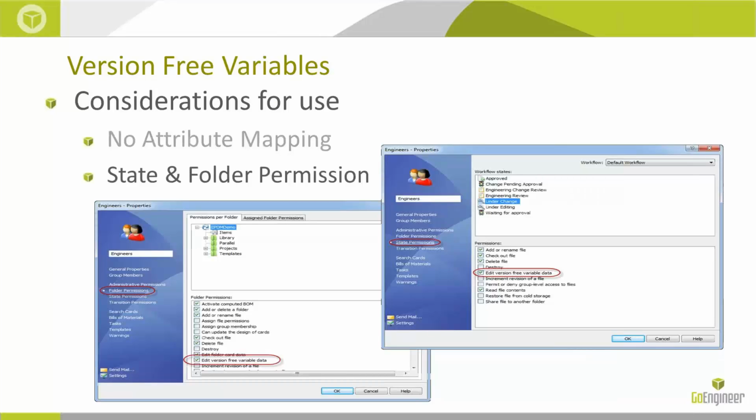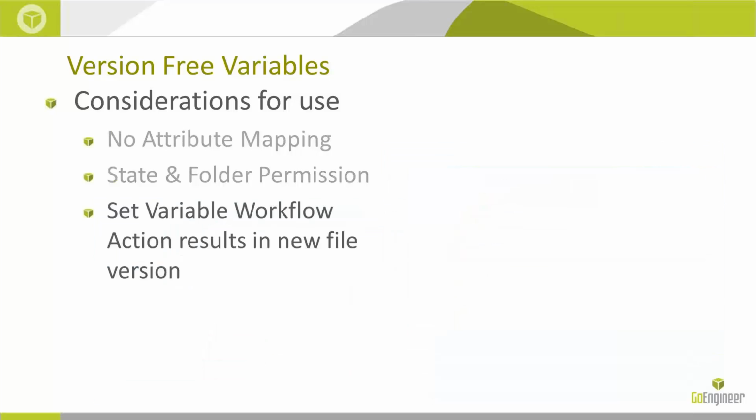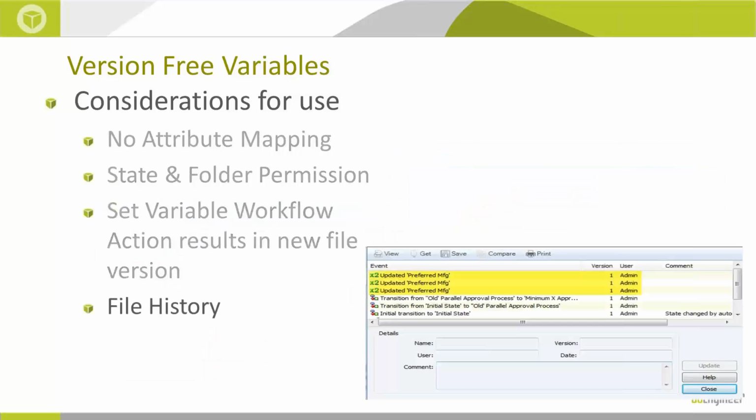file history will maintain a log when a version-free variable is modified. So it'll keep track of who changed it and when they changed it, but it will not keep a history of what the previous value was, or what it was changed to.